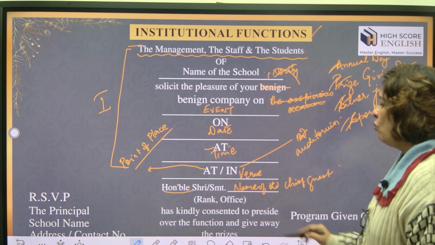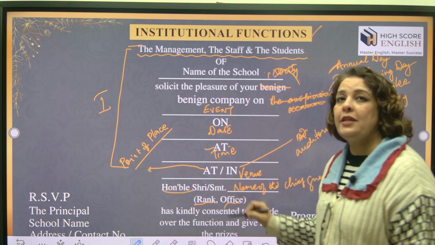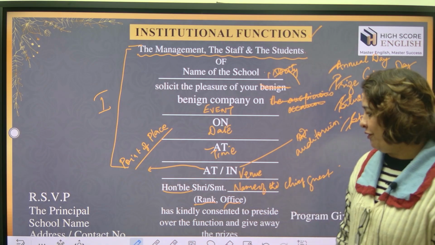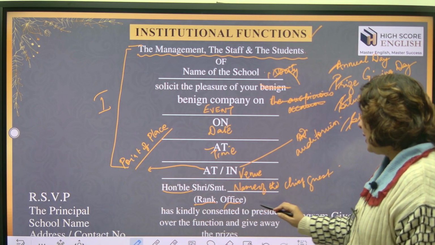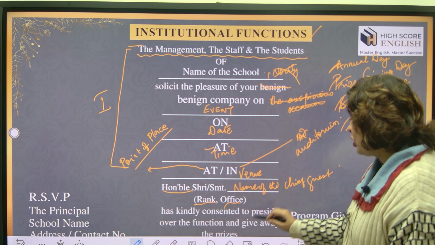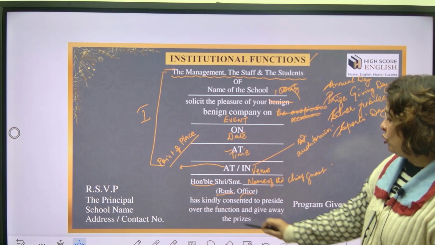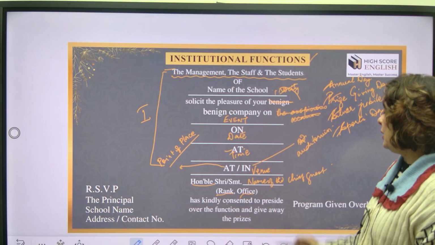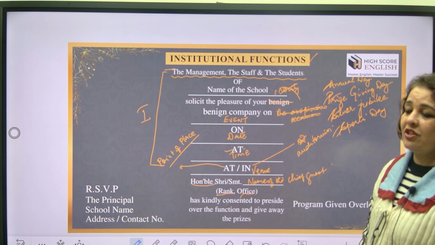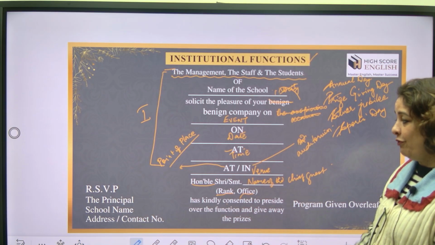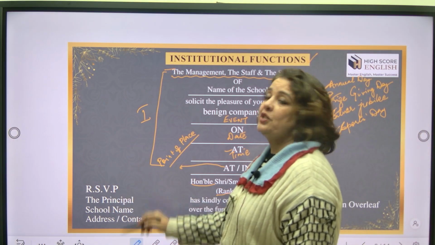What is his rank and what office he is holding, that you have to specify. Has kindly consented to preside over the function and give away the prizes. This is what you have to write. He has given his permission that he is going to preside over the function, means he is going to be the head of the function, the chief guest. And then RSVP.